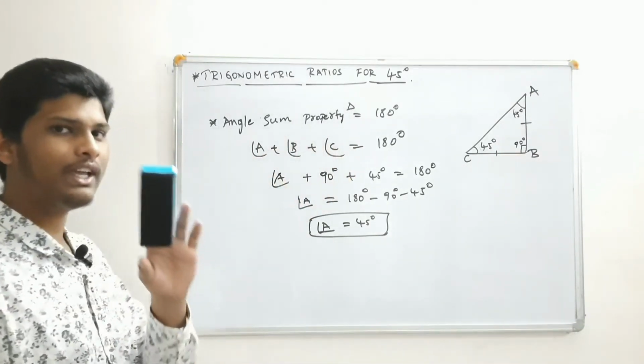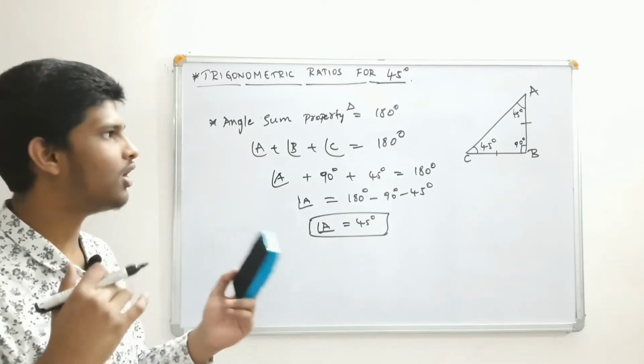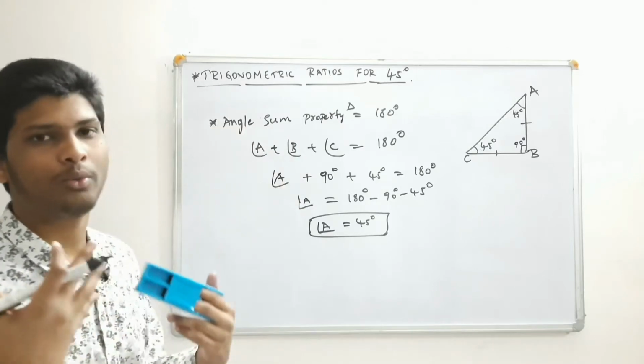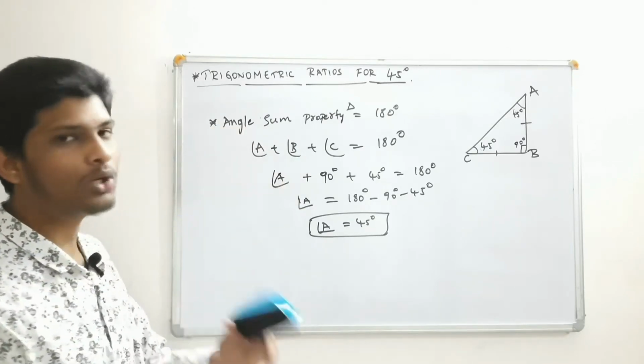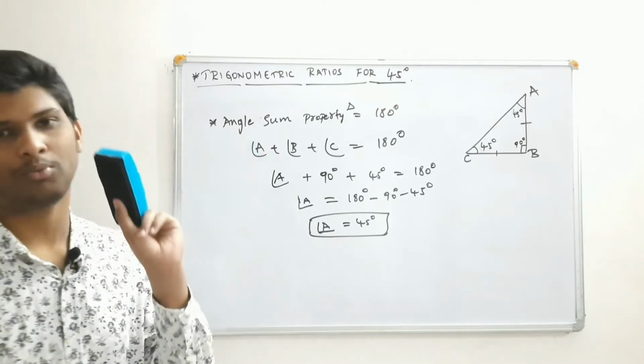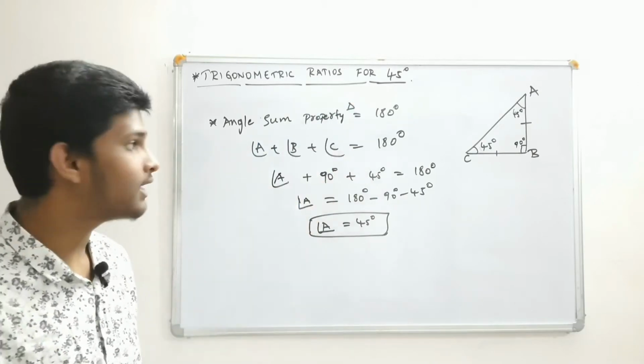That means if you take any one angle as 90 degrees and another angle, let it be AC or CA, as 45 degrees, the third angle will automatically be 45 degrees, because a triangle should satisfy the angle sum property, where the sum of all angles is equal to 180 degrees, right?